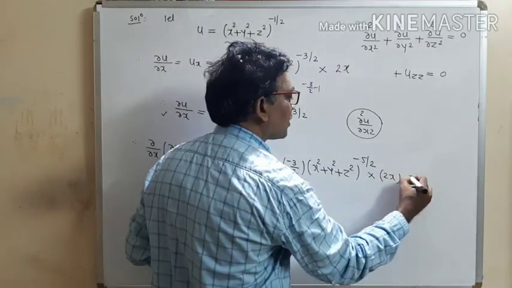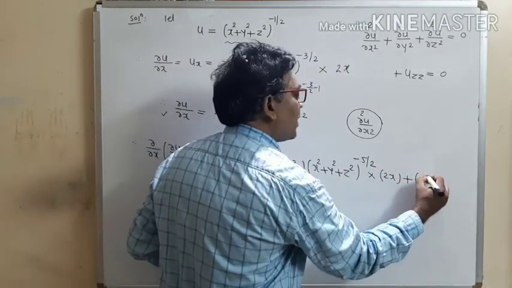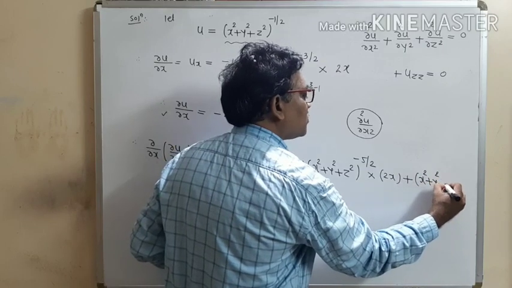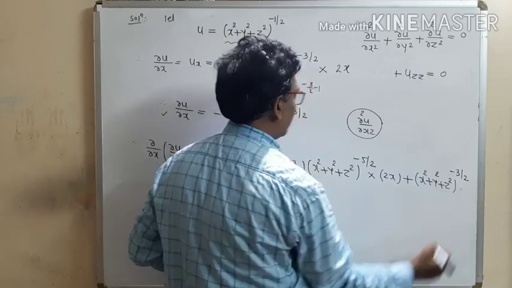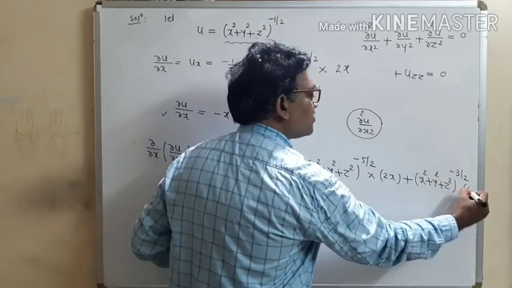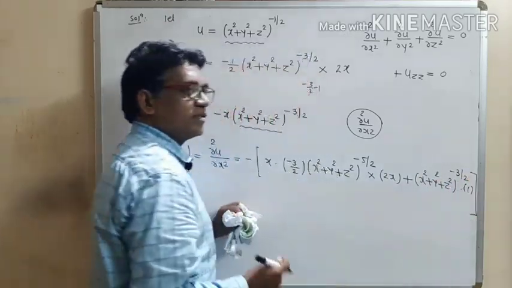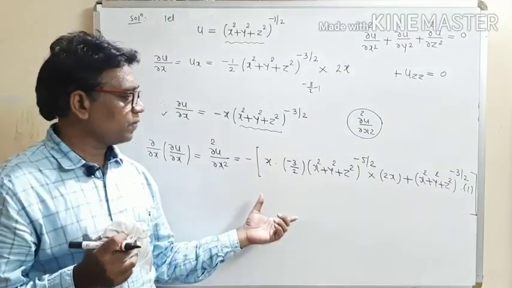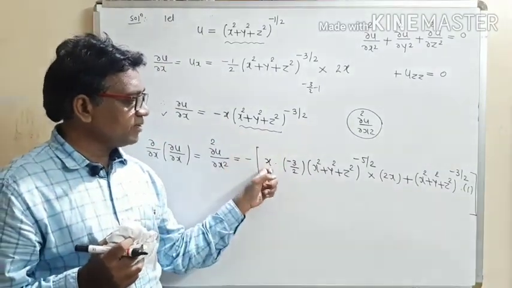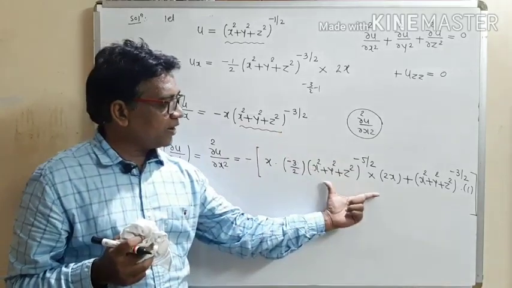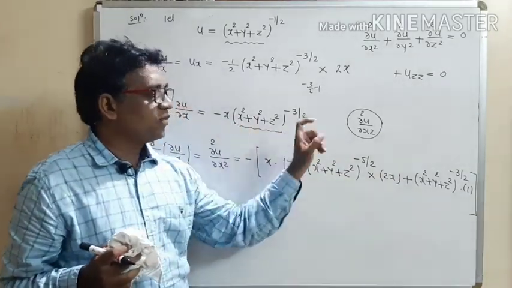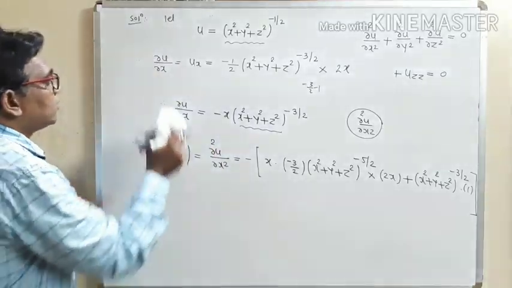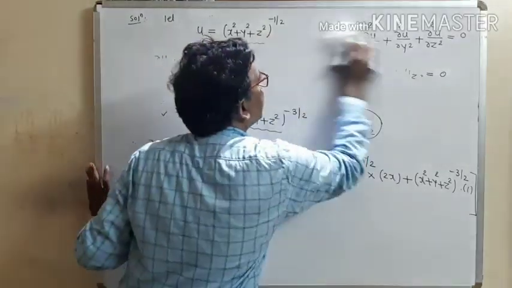Plus second term as it is, (x² + y² + z²) raised to minus 3/2 into the derivative of the first term, which is 1 because the derivative of x is 1. So this is our product formula. First term as it is into the derivative of the second term plus second term as it is into the derivative of the first term, which is 1. So simplify this partial derivative.